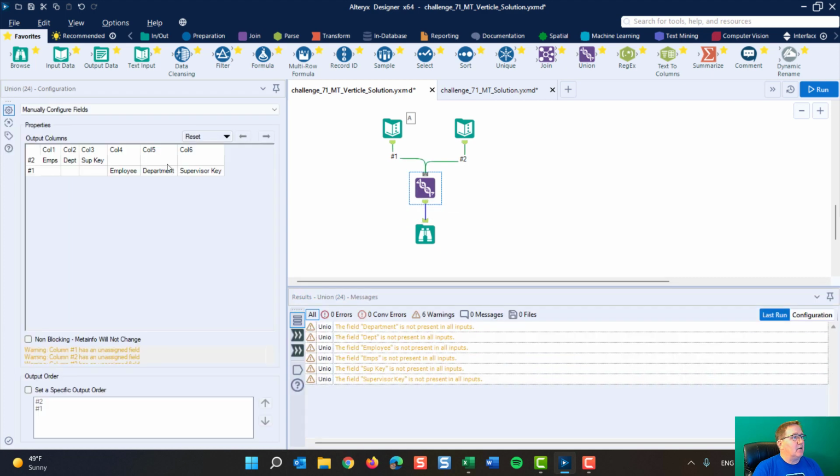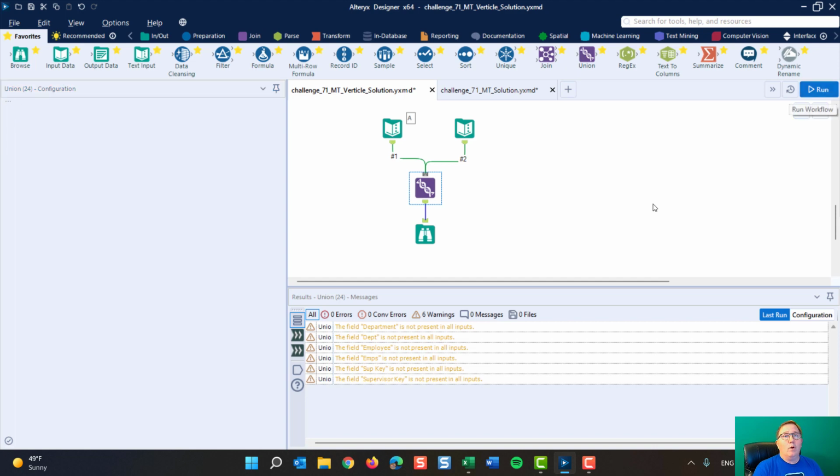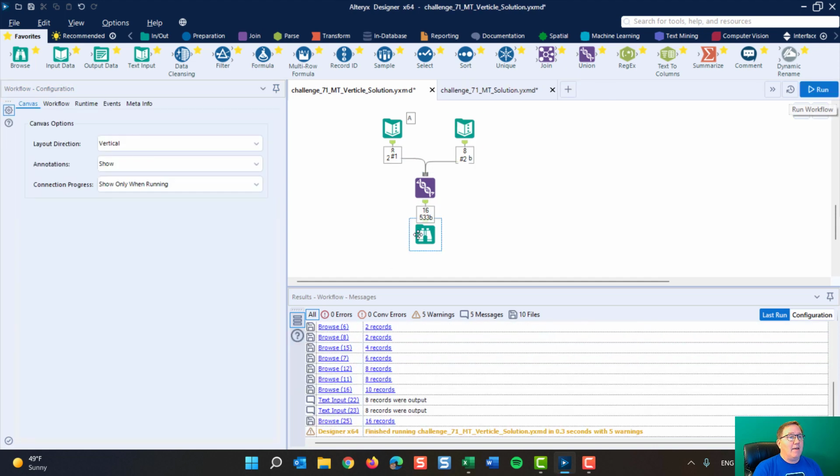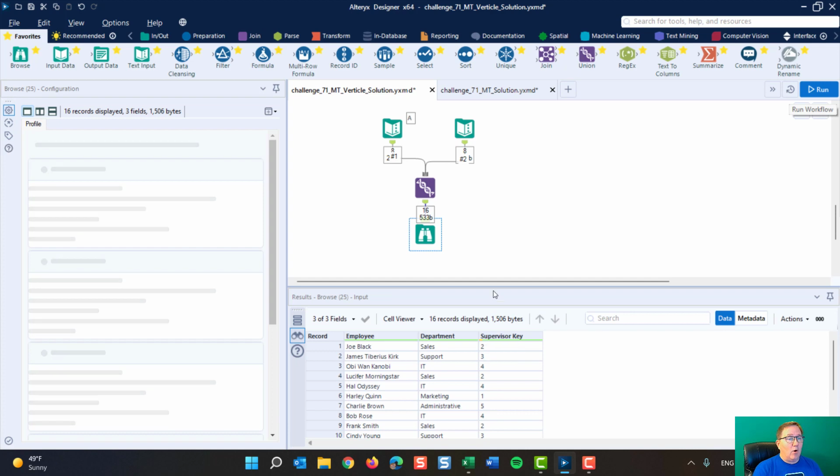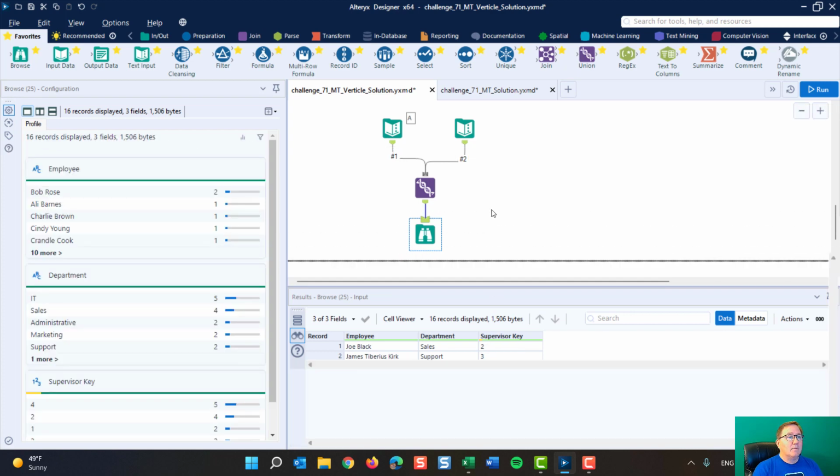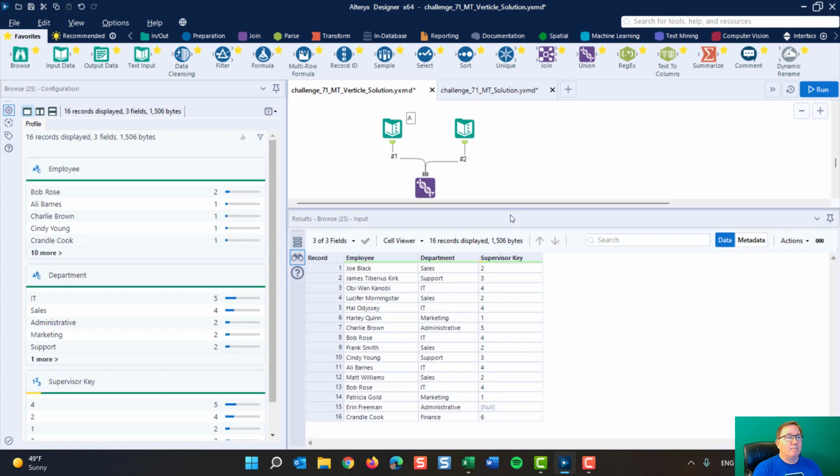We come over here and we do a config and we highlight these, or we move them over so that they align, and you'll see that emp's an employee and department and supervisor key and supervisor key, those are one and the same. So now when we run this, they all line up, and we have all of our employees all lined up together.